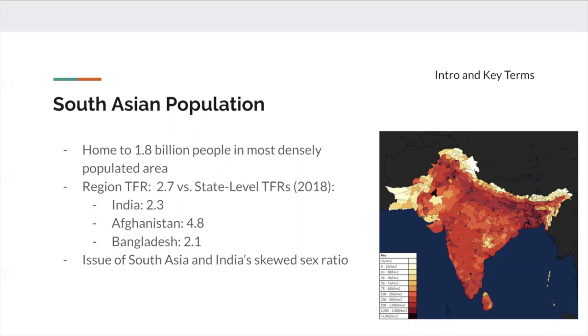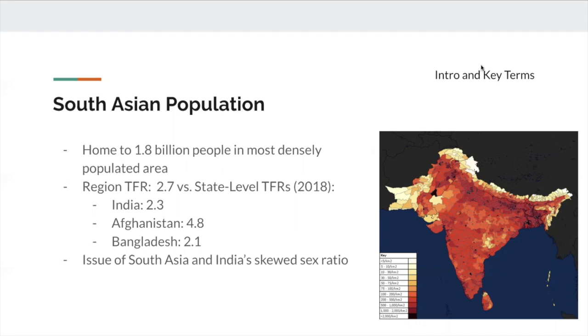One issue with South Asia's population is its skewed sex ratio in many countries due to the dowry that comes with having a female child. Women are unfortunately seen as a financial burden, causing parents to prefer a male child.